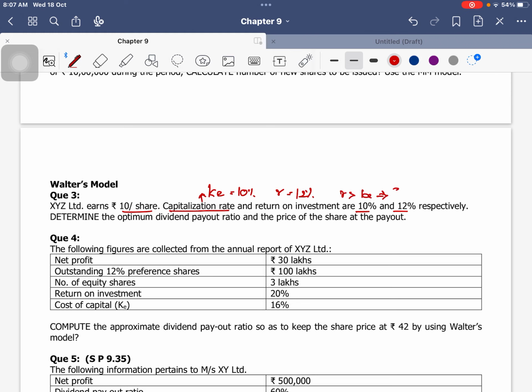So what should be the optimum dividend payout? How much will it be? 100%. Sorry, it is 0%. Nil. As R is greater than KE, entire profits have to be reinvested because it generates a higher return.